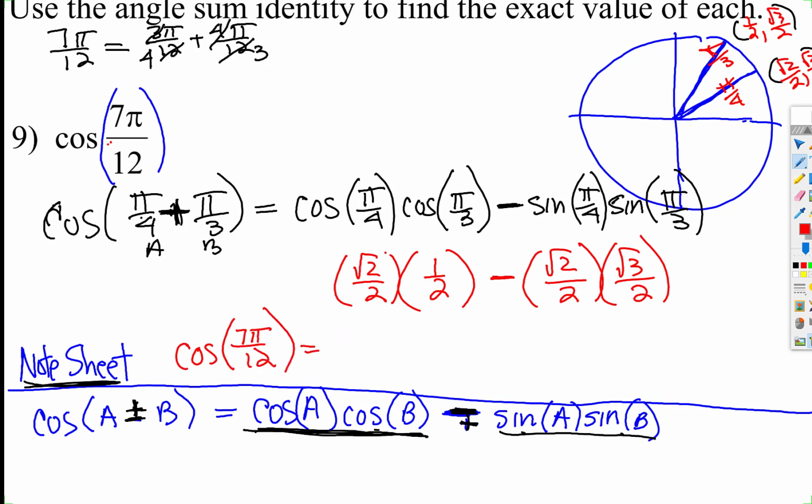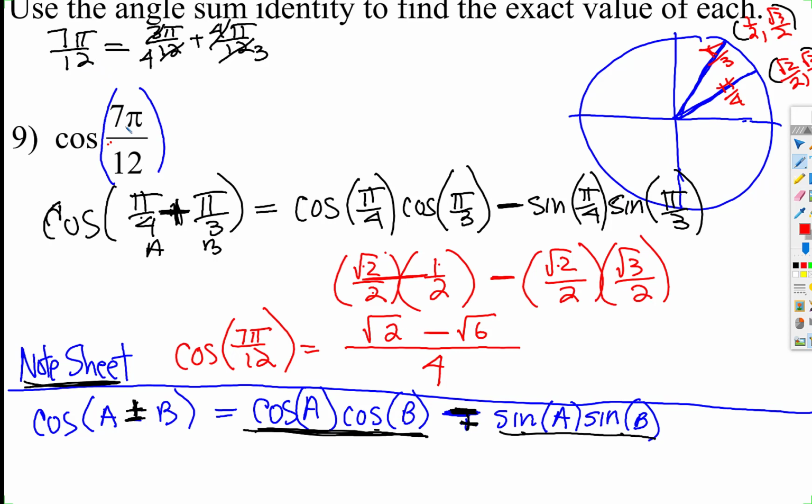is equal to, notice over here, 2 times 2 is 4. Over here, 2 times 2 is 4. So we know they all share the denominator 4. Root 2 times 1 is root 2. Subtract root 2 times 3 is root 6. The last one was negative root 2 subtract root 6 over 4. This is positive root 2 subtract root 6 over 4.